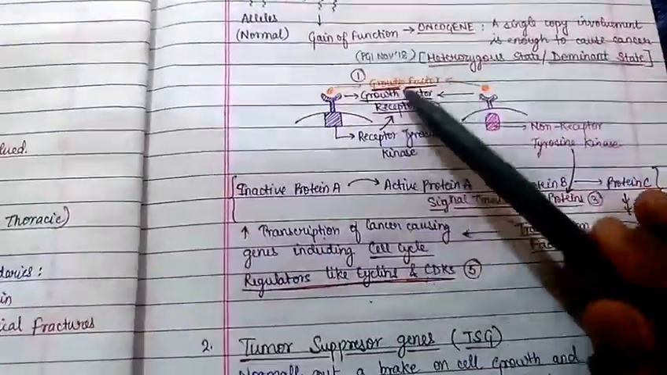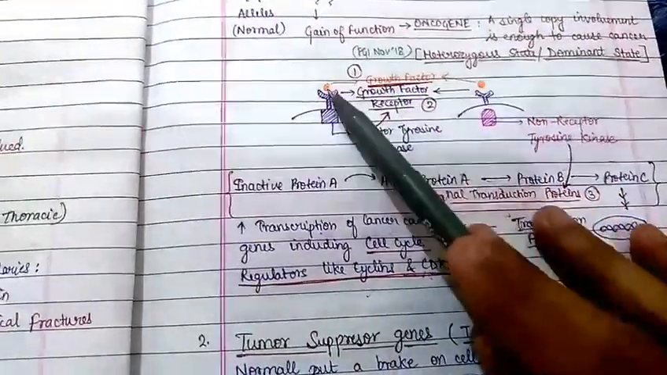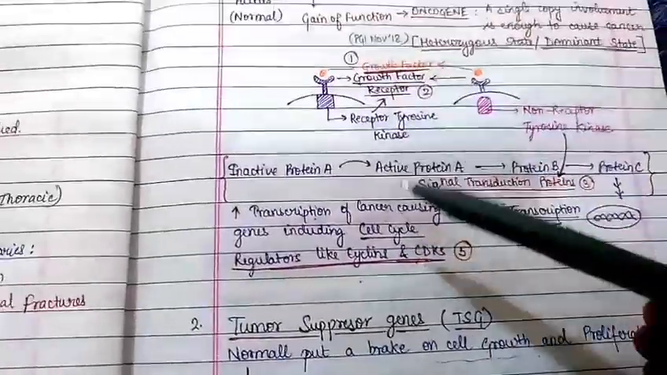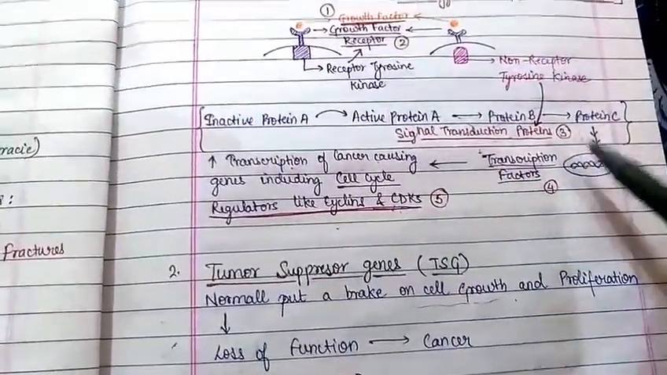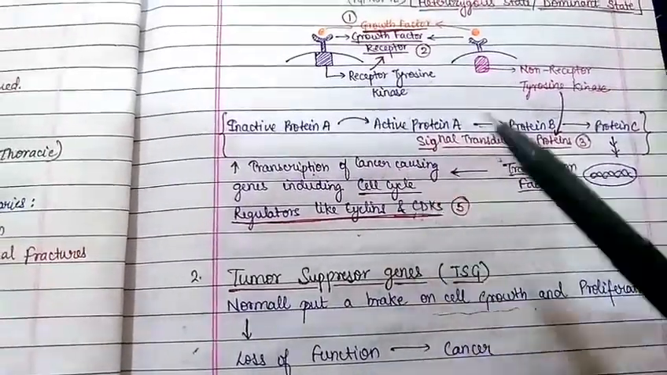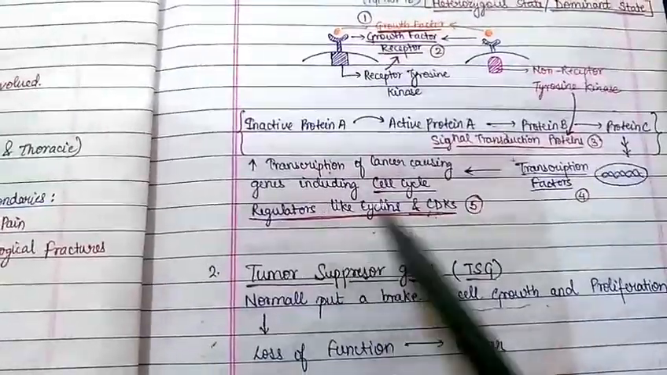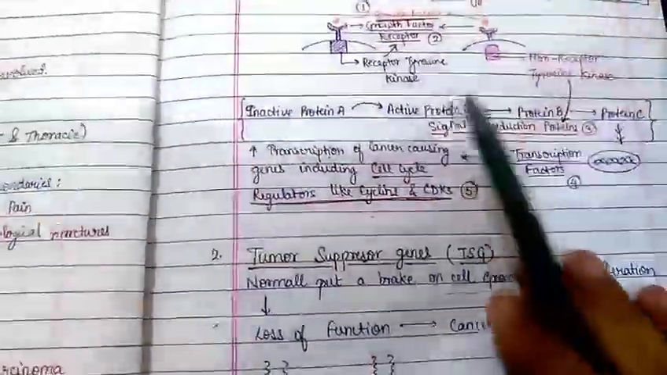Now here we have shown the rough diagram of a growth receptor and growth factor. If growth factor binds to the growth factor receptor, then it will activate protein A, which can cause activation of different next proteins, and that can ultimately cause activation of transcription factors. This transcription factor increases transcription of cancer causing genes, including cell cycle regulators like cyclins and CDKs. Clear? We will discuss all these receptors in detail in a separate video.